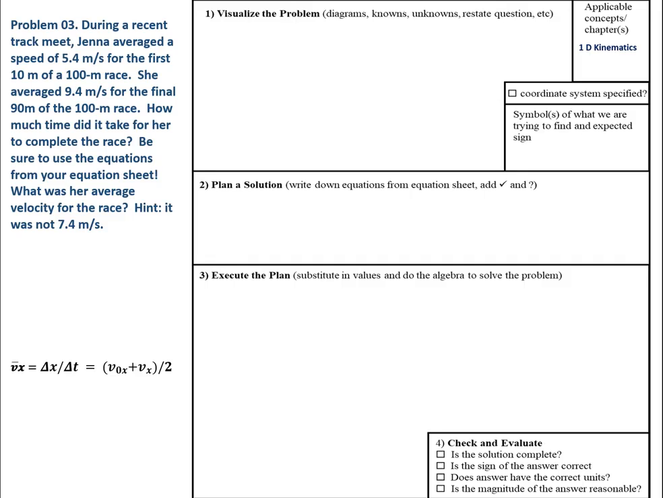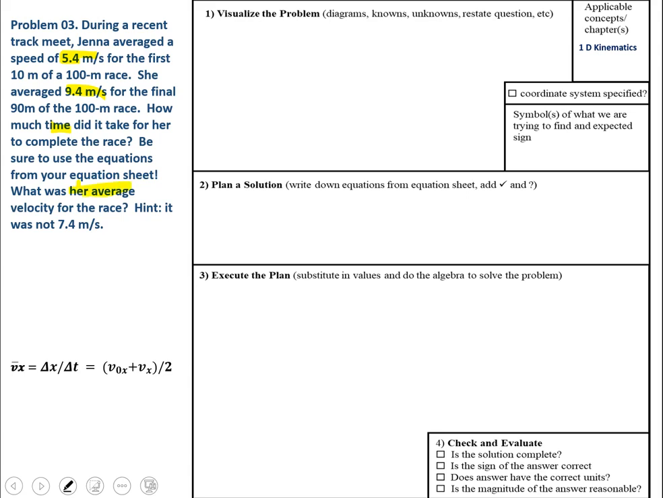Hello guys, so in this video we will be going through problem 3 from the module 2 notes packet. In this question, the runner averaged a speed of 5.4 meters per second for the first 10 meters of a 100 meters race. Then she averaged a speed of 9.4 meters per second for the final 9 meters of the race. So we are asked to calculate the time taken to complete the race and her average velocity for the race.